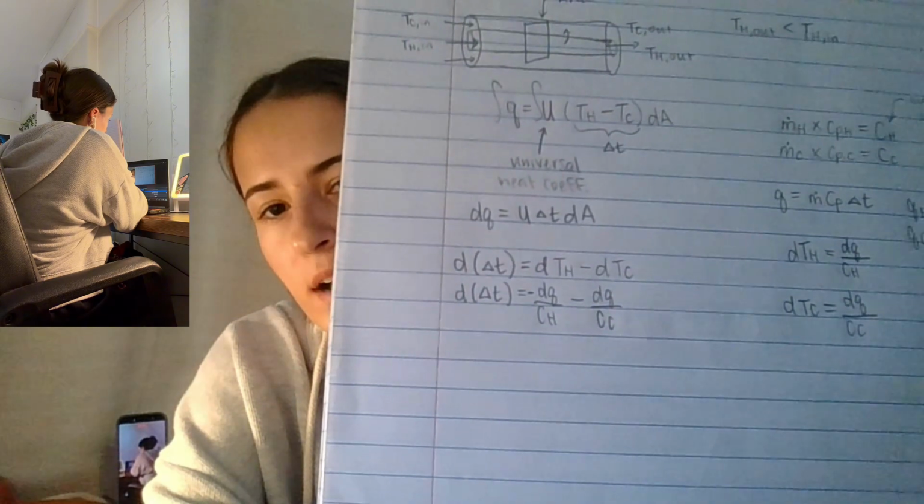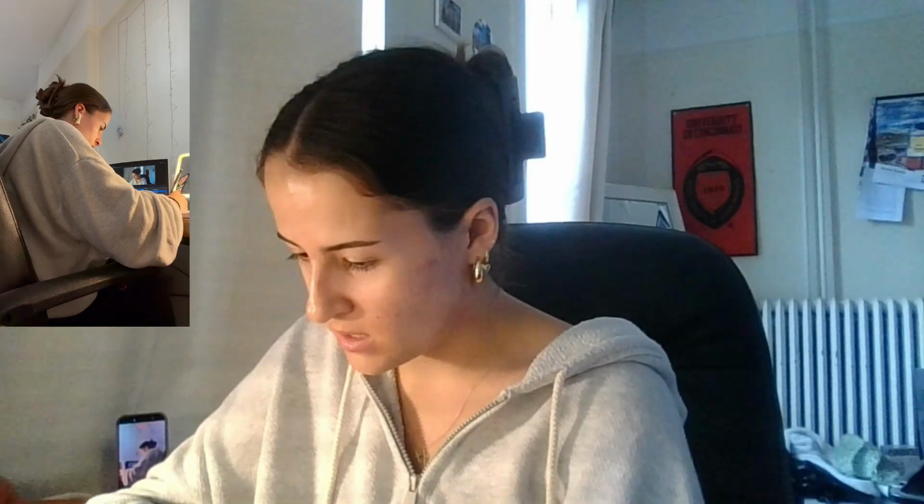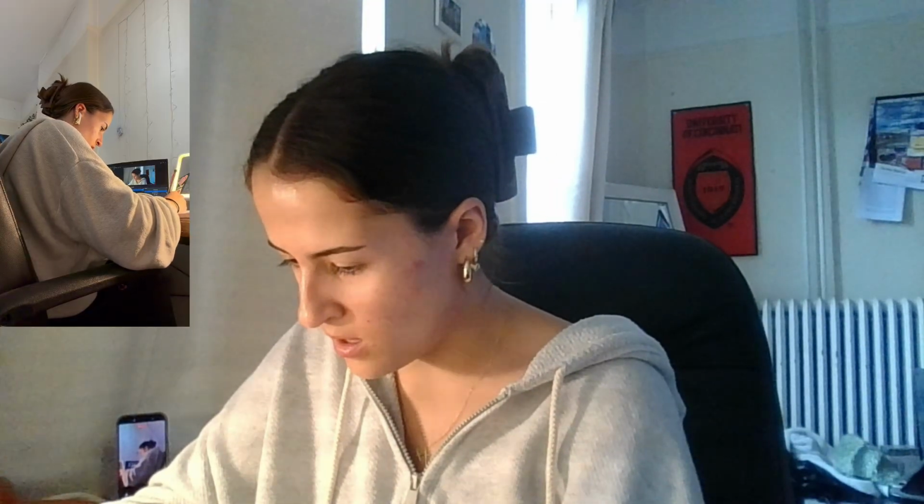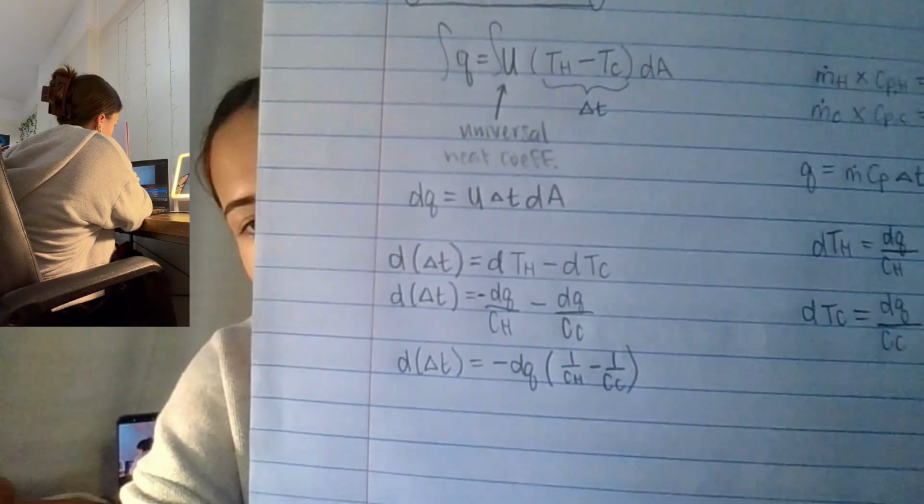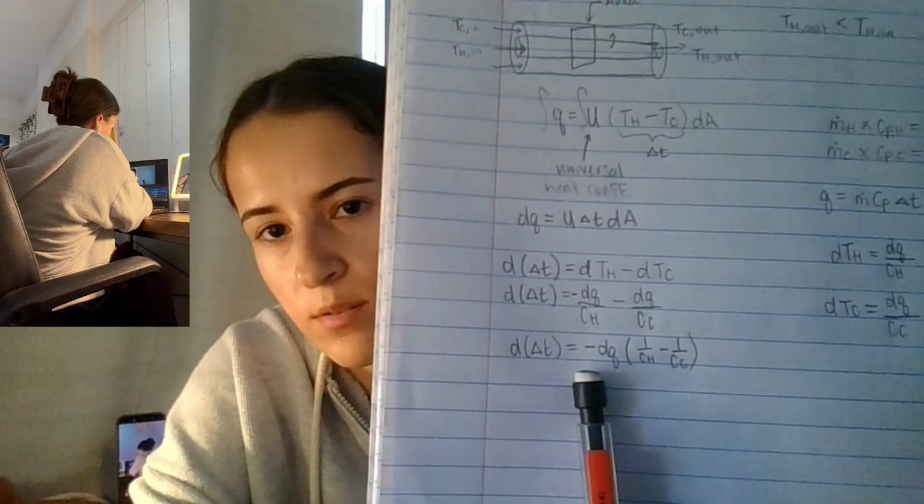And now we're going to factor out dQ. So we have the driving force for the change in temperature is equal to our negative change in heat times 1 over mass flow rate heat capacity of hot stream and 1 over mass flow rate heat capacity of the cold stream. So this is what we have here now. And then we're going to plug in this equation up here for dQ down here.